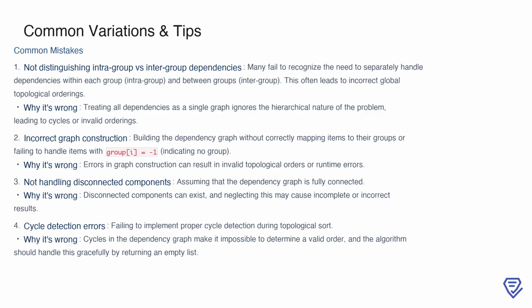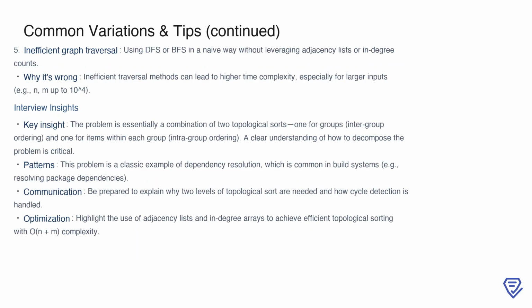Finally, improper cycle detection is another critical pitfall. Cycles in the graph make it impossible to determine a valid ordering, so your algorithm must handle these cases gracefully by returning an empty list whenever a cycle is detected. Inefficient graph traversal is another area where mistakes are often made. Using naive DFS or BFS strategies without leveraging adjacency lists or in-degree counts can significantly increase the time complexity of your solution, especially for large inputs where n and m can go up to 10 to the power of 4.